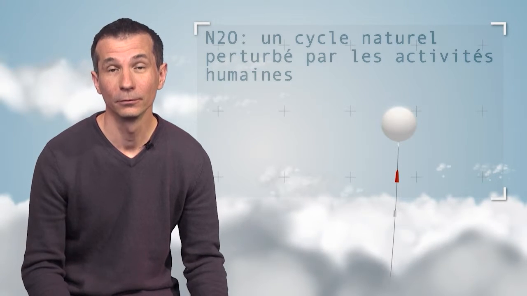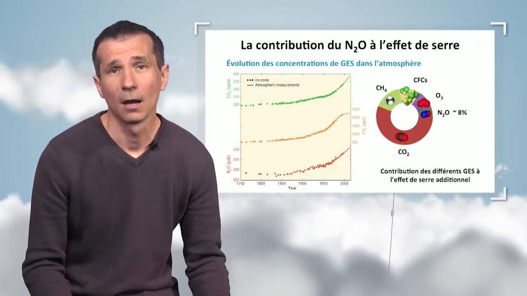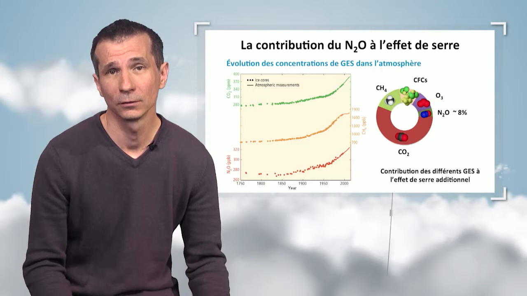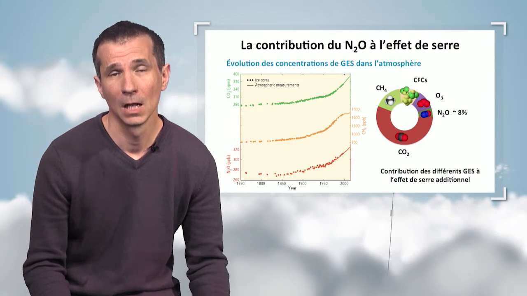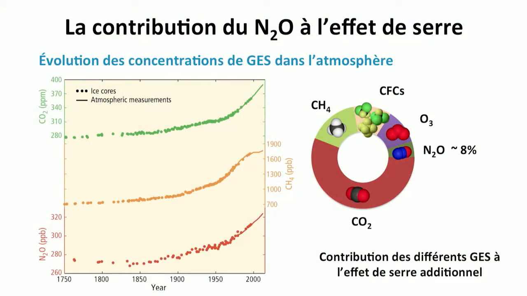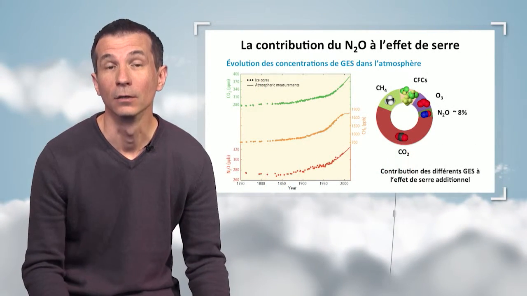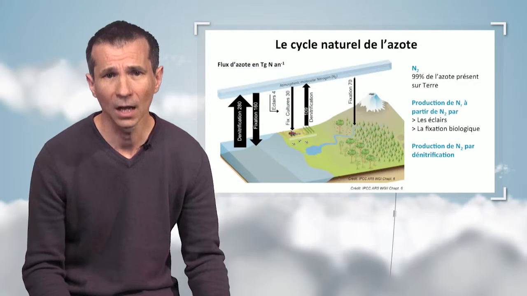We estimate that the N2O concentration has moved from 270 ppm in 1850 to more than 320 ppm nowadays. Now, the concentration is 1,000 times lower than that of CO2, but because it has a strong warming capacity, the contribution made by N2O to the greenhouse effect is still significant. We have reason to believe that N2O corresponds to 8% of the additional greenhouse effect ever since 1850.